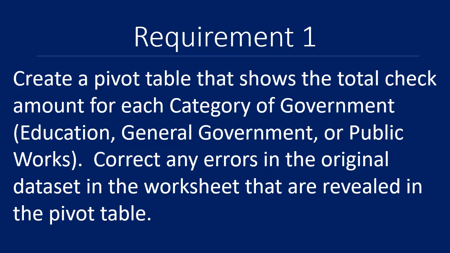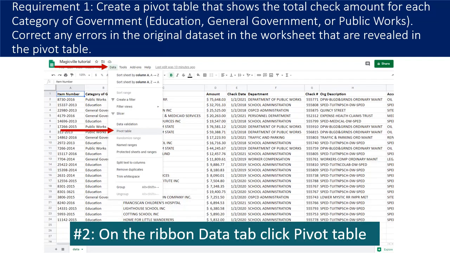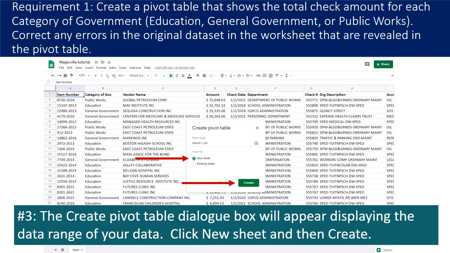Requirement 1. Create a pivot table that shows the total check amount for each category of government: education, general government, or public works. Correct any errors in the original dataset in the worksheet that are revealed in the pivot table. The first step is to click anywhere in the data worksheet. On the Ribbon Data tab, click Pivot Table. The Create Pivot Table dialog box will appear displaying the data range of your data. Click New Sheet and then Create.